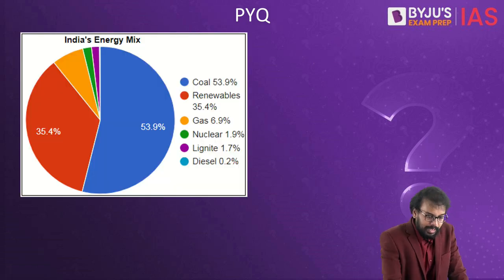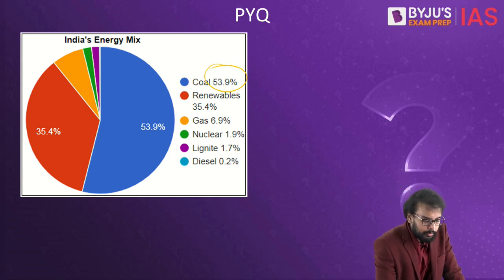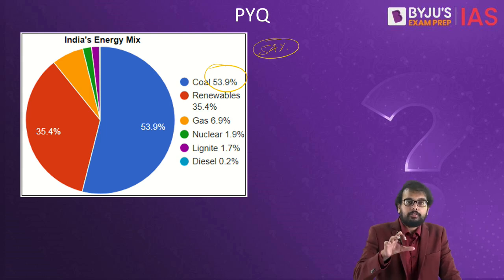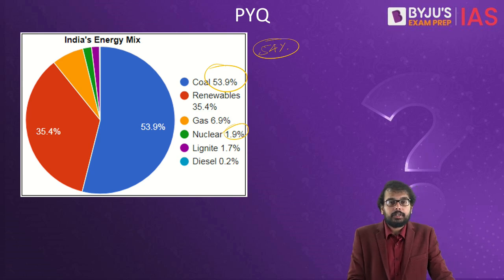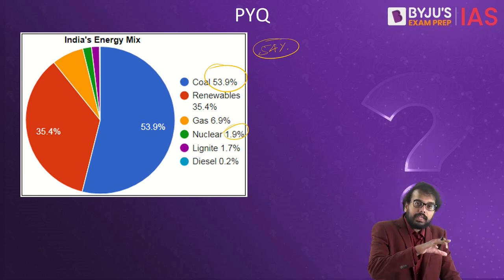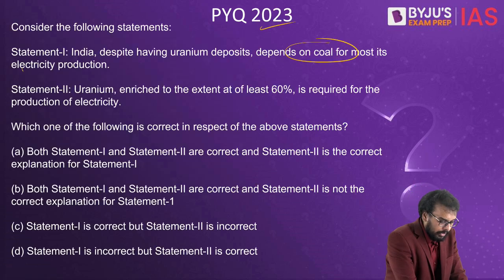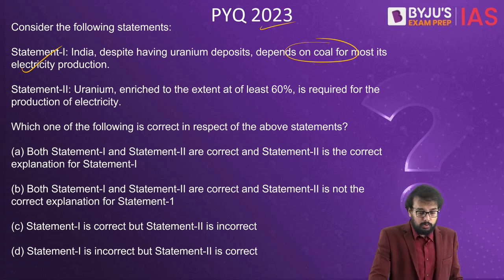If you see the energy basket, or energy mix, of India, around 53 or 54% of India's energy is derived from coal, and nuclear is around 1.9 or 2%. So most of India's energy comes from coal. So statement 1 is absolutely right: India, despite having uranium deposits, depends on coal for most of its energy production.